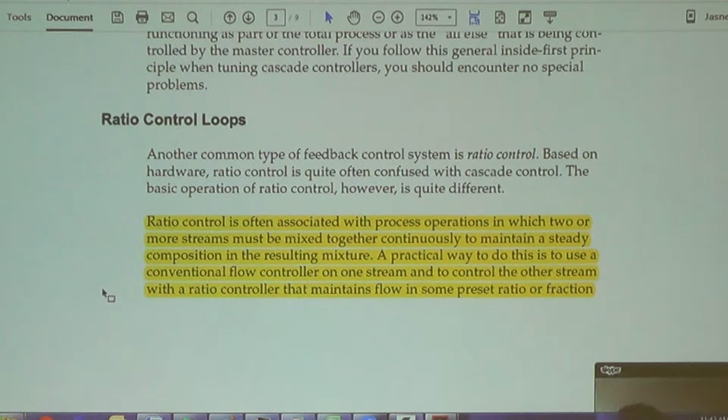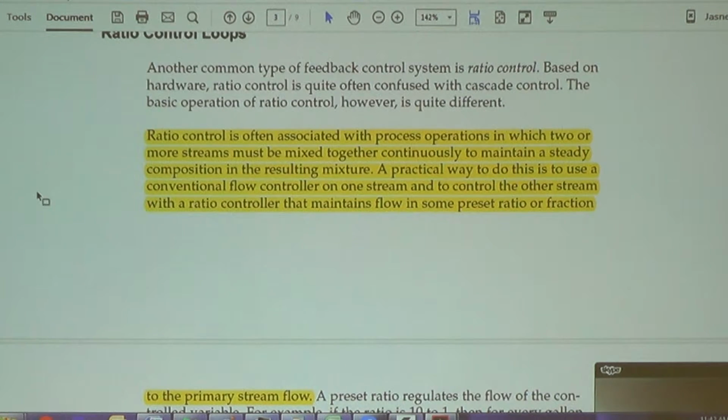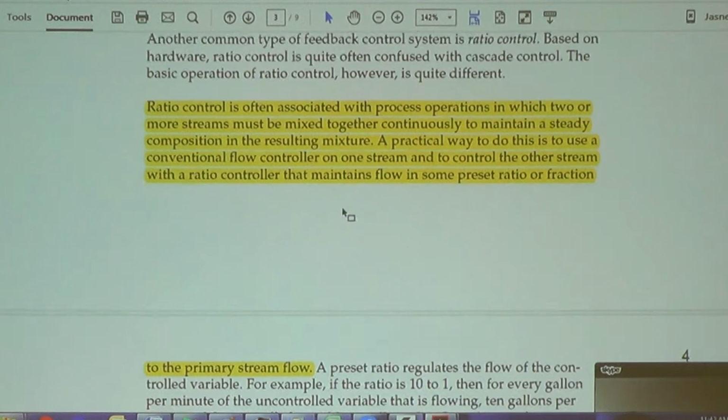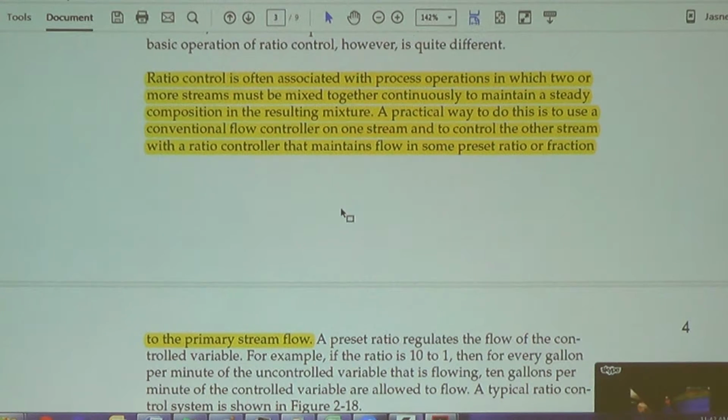Another common type of feedback control system is ratio control. There have been questions on ratio control also. Ratio control is often associated with process operations in which two or more streams must be mixed together continuously to maintain a steady composition in the resulting mixture. A practical way to look at it is, you have a conventional flow control on one stream, and to control the other stream is a ratio controller that maintains a flow in some ratio or fraction of the primary stream flow.